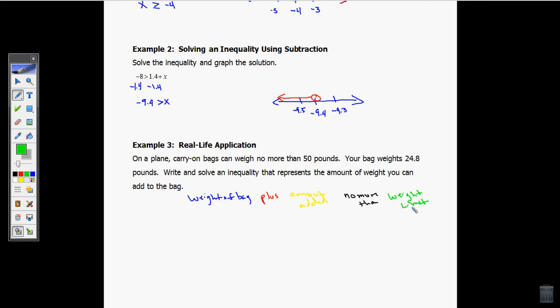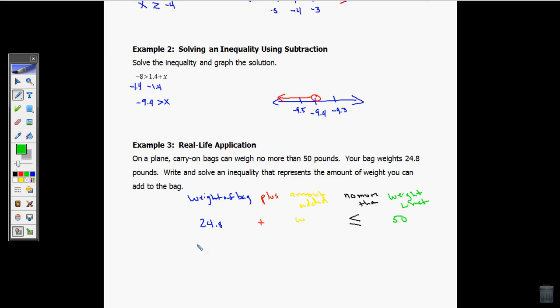So now let's try and convert these into the actual numerical values that they are. The weight of your bag, you said, was 24.8. So that number plus whatever you're planning on adding in weight can be no more than, so this number can be less than the weight limit, or it could be equal to the weight limit, less than or equal to the weight limit, which happens to be 50. Very good. Now I have a simple inequality that I can solve.